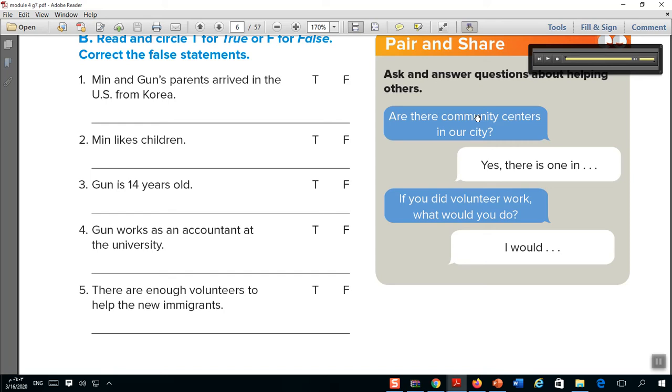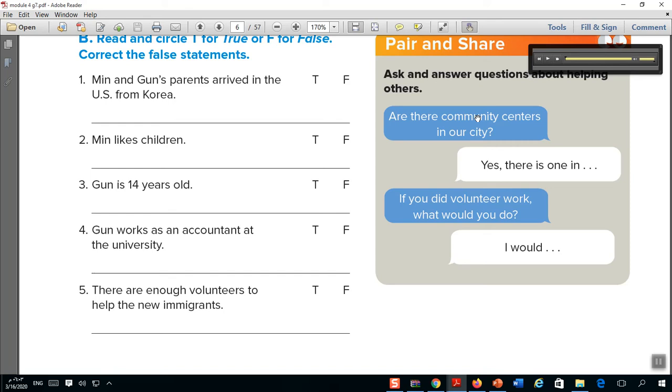Question number 1. Min and Gun's parents arrive in the US from Korea. I think it's a true statement. We said that they came from Korea. Number 2, Min likes working with children. It's a true statement. Gun is 14 years old. No, it's false. Why? Because it is not Gun, it's Min. Min is 14 years old.